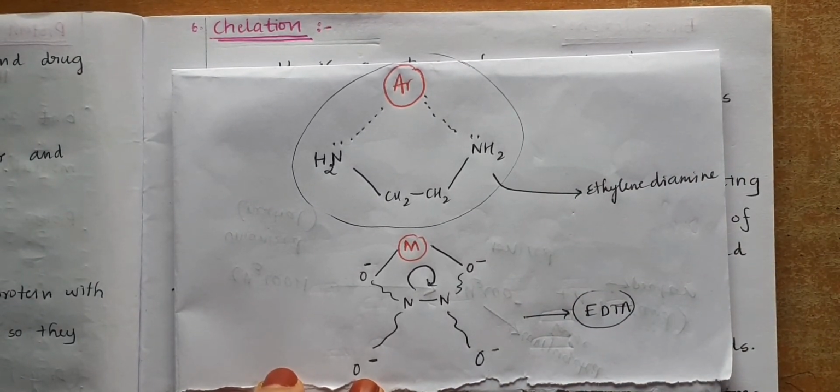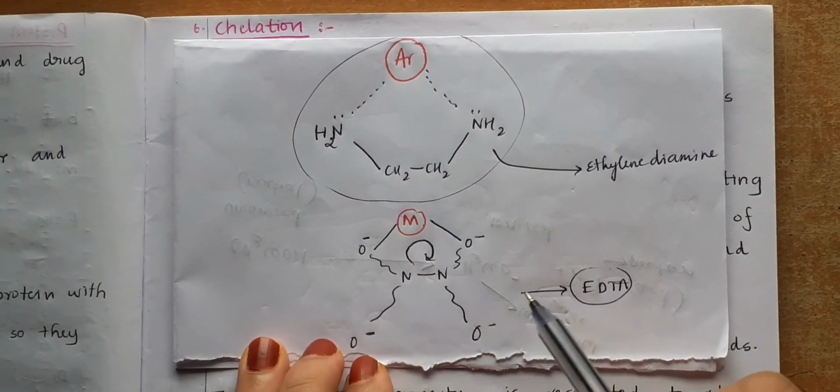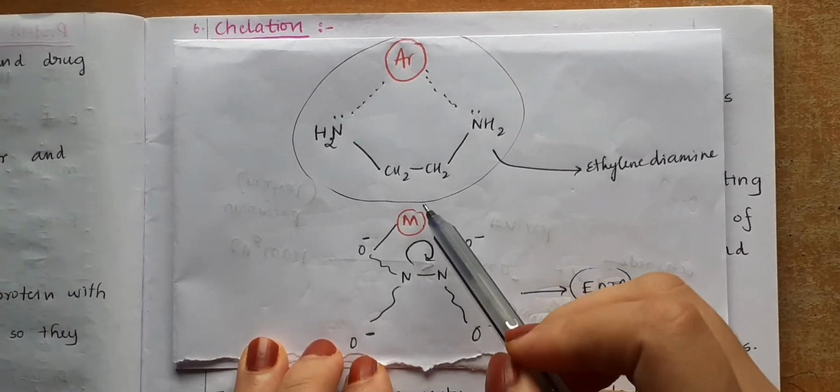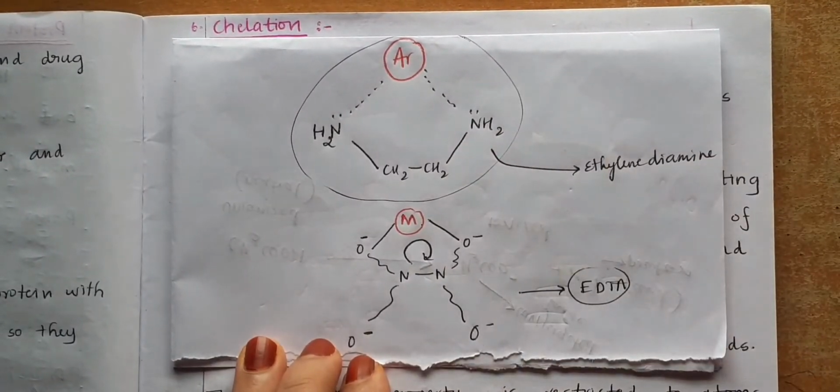It is used in poisoning also. Same in the case of EDTA. If there is heavy metal poisoning, this EDTA combines with the heavy metal and they are removed from the body along with the heavy metal.